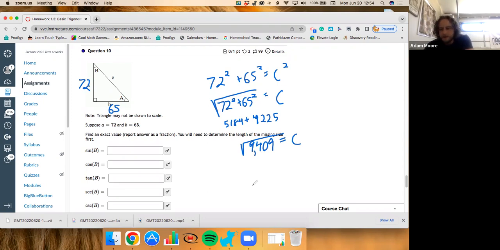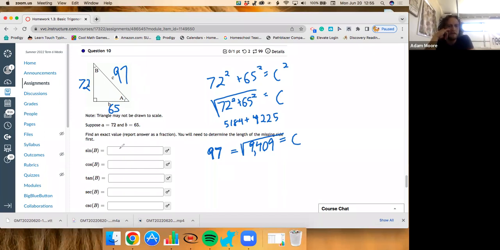I don't think that's going to square root well. Let's go ahead and find out, square root of 9409. Oh, look at that. It actually square roots well. So that means when you do your homework, it'll probably be programmed to square root nicely as well. So the square root of 9,409 is 97, which means this side is 97.